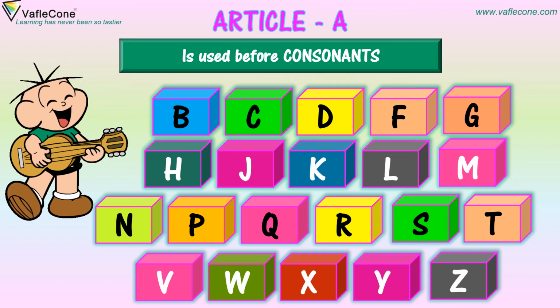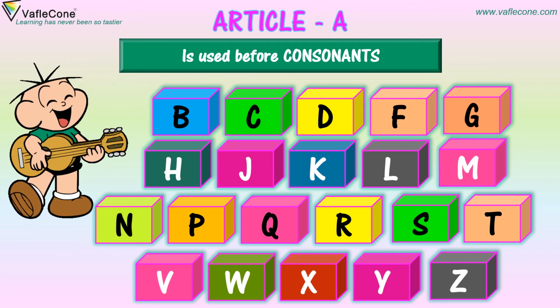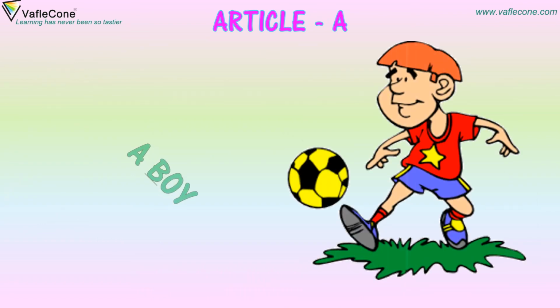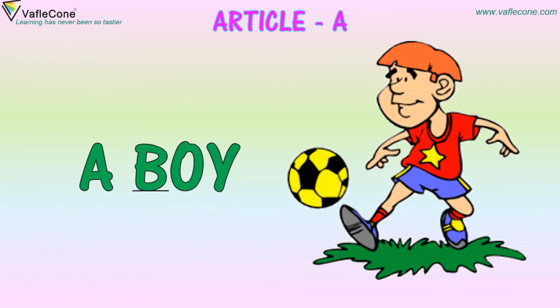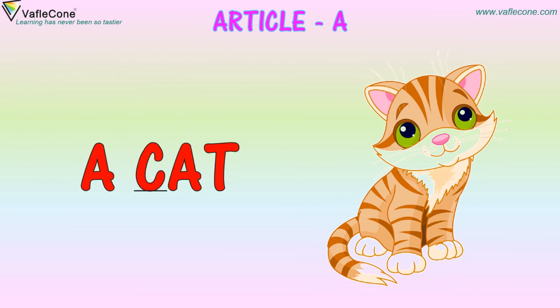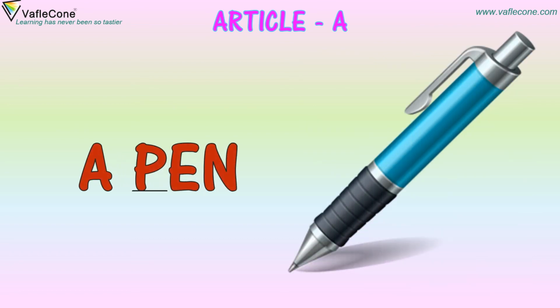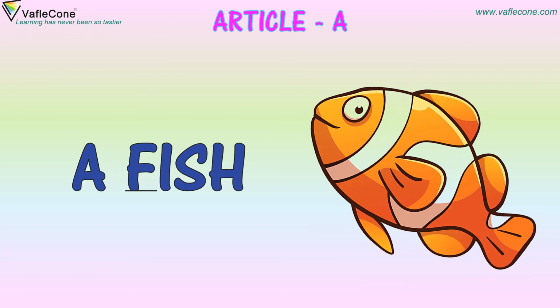Yippee! Wonderful, Dodo. Now let's see examples of Article A. A boy. A cat. A dog. A pen. A fish.